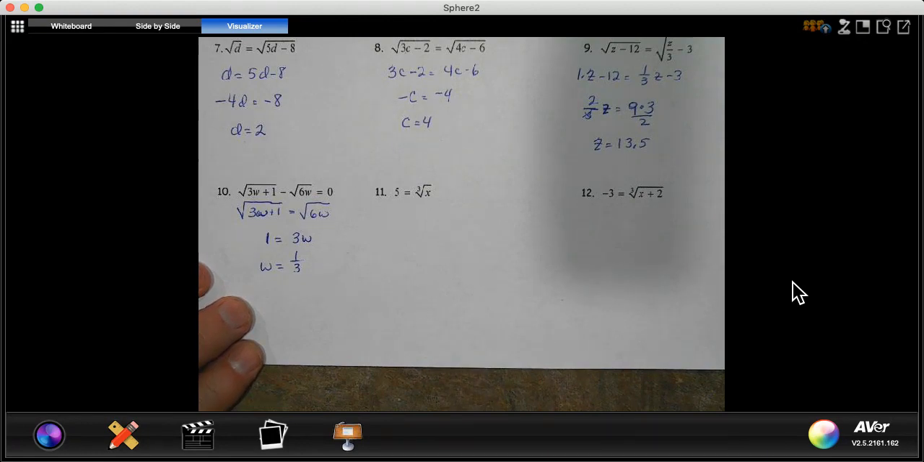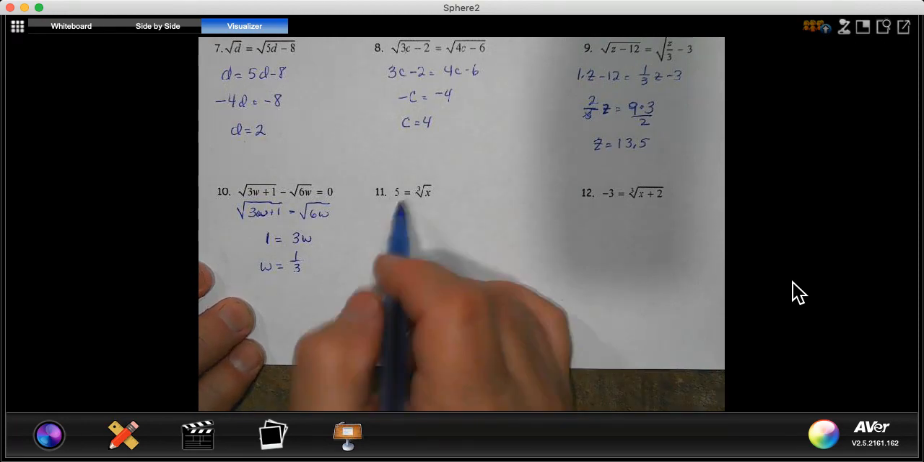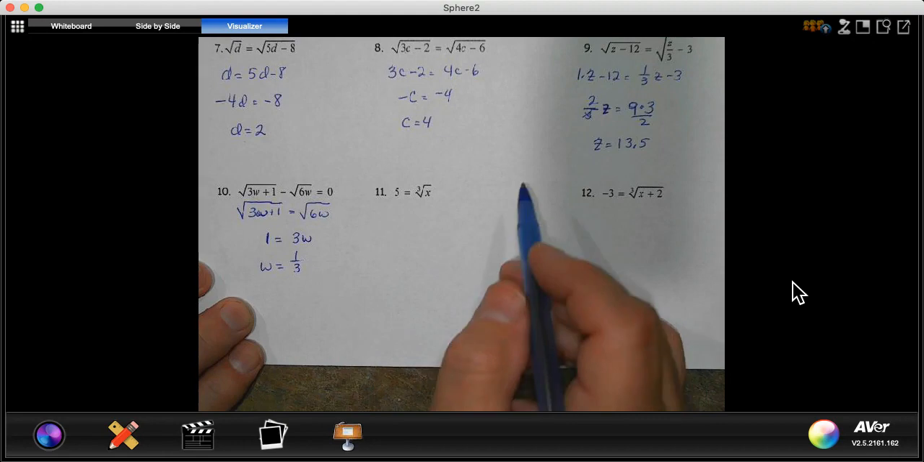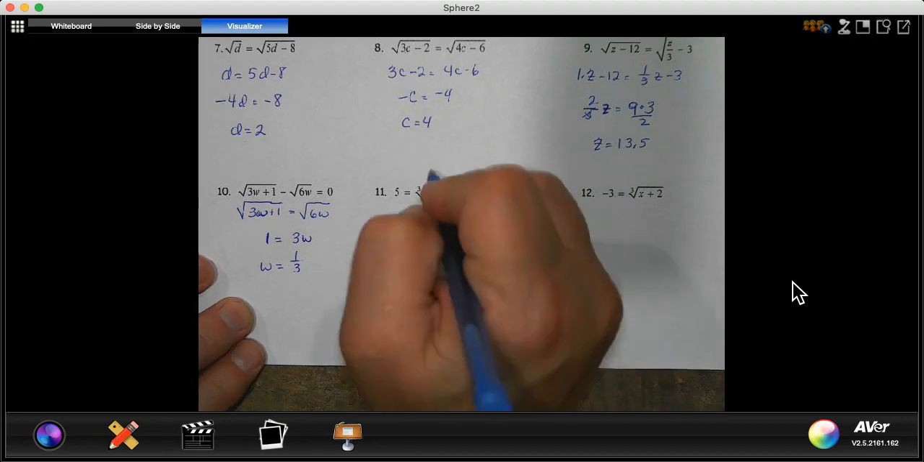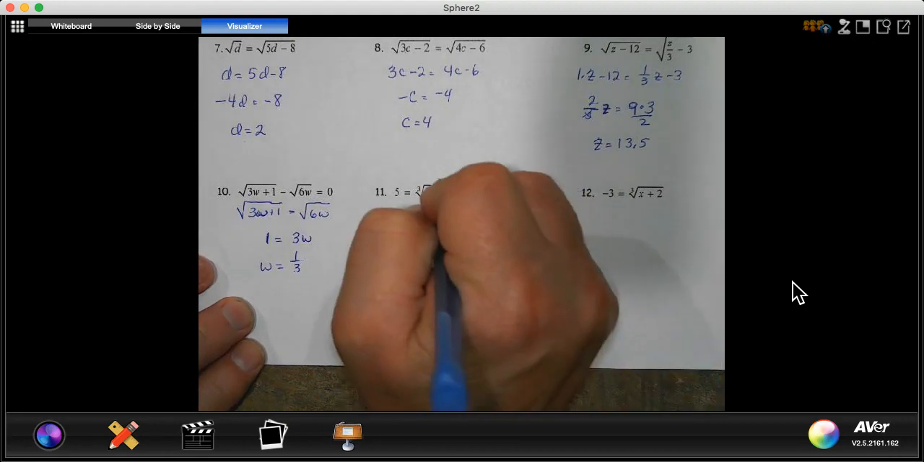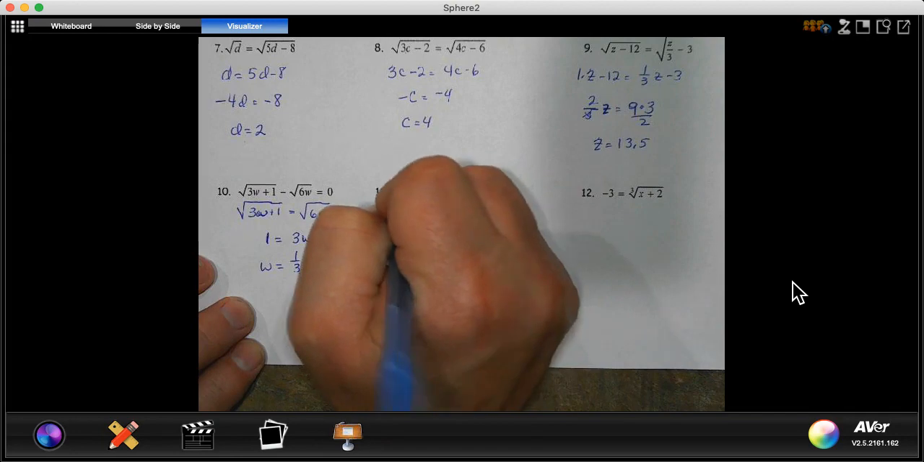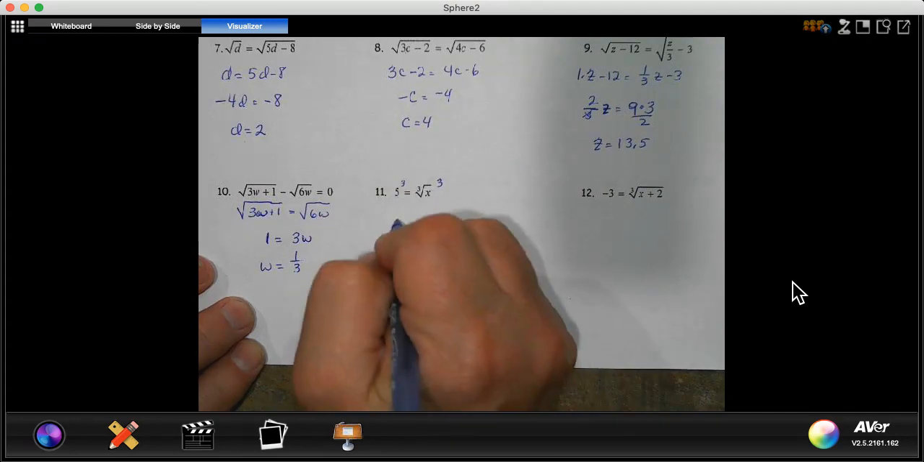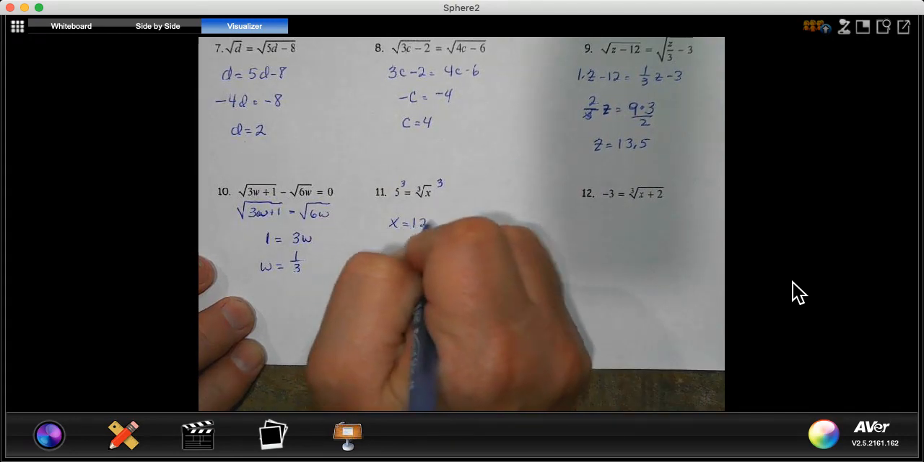11 is a cube root. There's no restrictions on cube roots. You can have positives or negatives, so you don't need to check your solutions here. But the opposite of a cube root is a cube. So 5 cubed is 125.